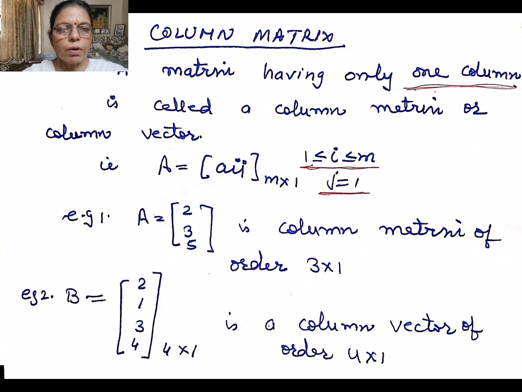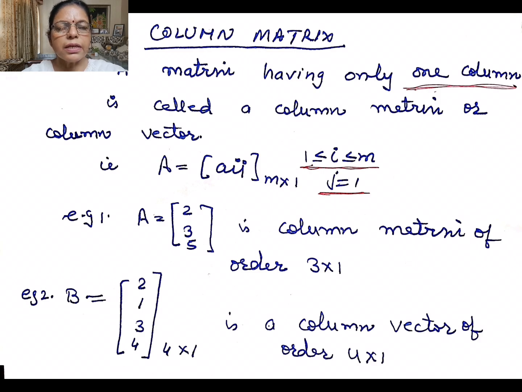Second, take the column matrix. A matrix having only one column is called a column matrix. For example, A is equal to [aij], where the first suffix i denotes the number of rows and runs from 1 to m, and the second suffix j denotes the number of columns and is equal to 1. That means a column matrix has only one column. For example, A is equal to [2, 3, 5]. That means 3 rows and 1 column.